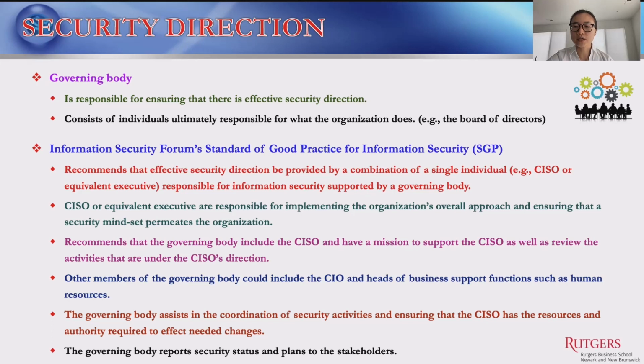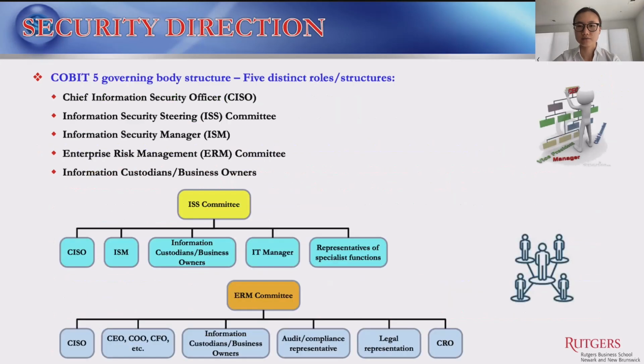Other members of the governing body could include the Chief Information Officer, key department heads, and heads of business support functions such as human resources. The governing body assists in coordination of security activities and ensuring that the CISO has the resources and authority required to effectively make these changes. In addition, the governing body reports security status and plans to the shareholders.